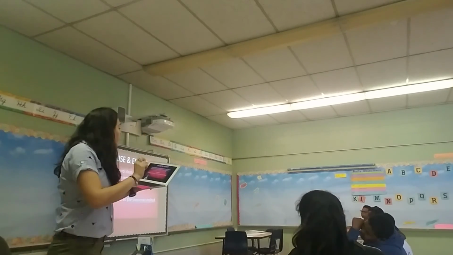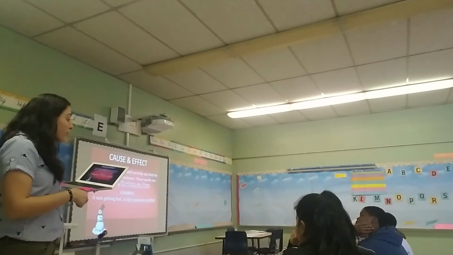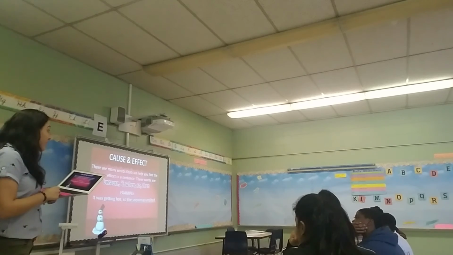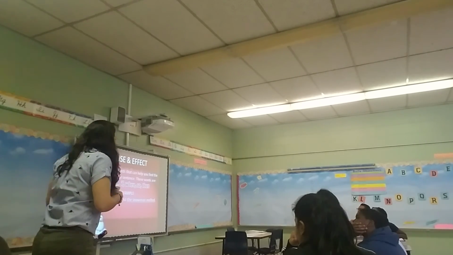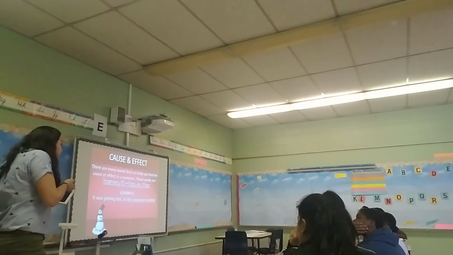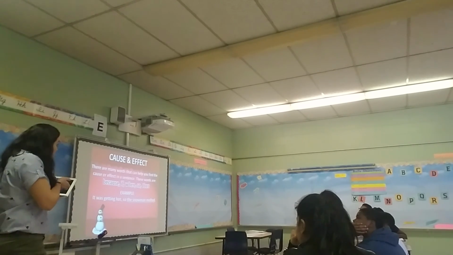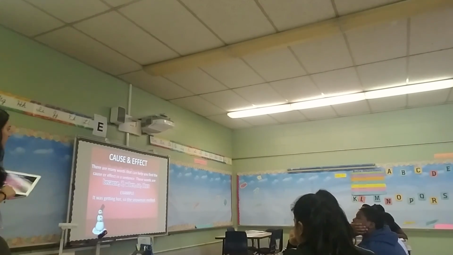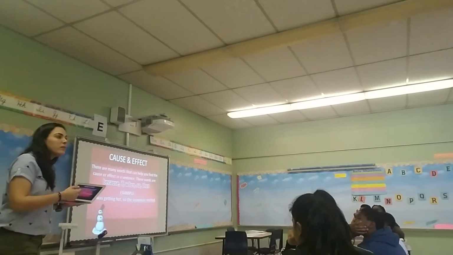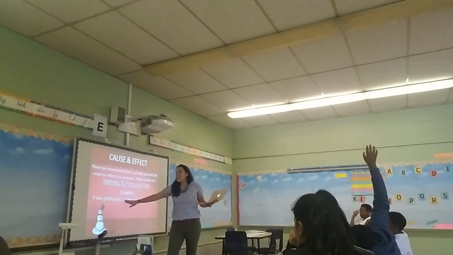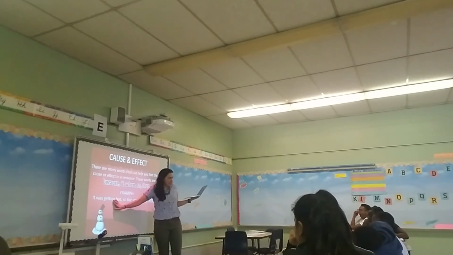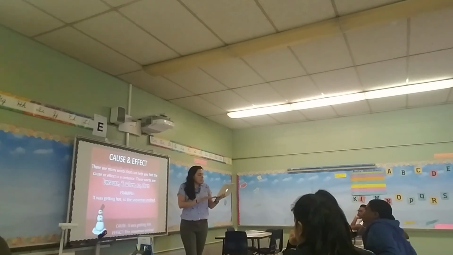Now, there are many words that can help you find the cause and effect in a sentence. These words are because, if, when, so, and then. For example, it was getting hot, so the snowman melted. What is the cause for the snowman melting? It was getting hot. Does that make sense? Okay. Next.